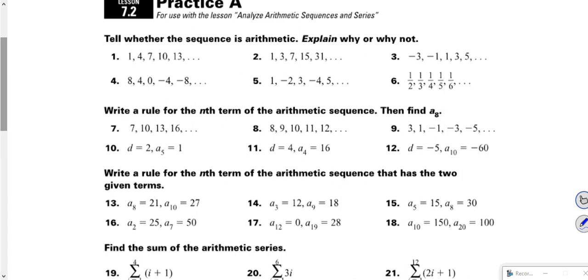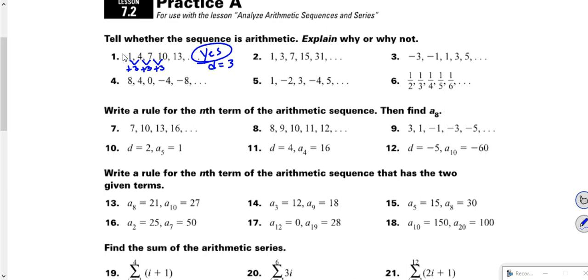Tell whether the sequence is arithmetic. Explain why or why not. Well, the first one here. Remember, an arithmetic sequence has a constant difference between terms. So to get from 1 to 4, you add 3. From 4 to 7, add 3. 7 to 10, add 3. So yes, and when it says explain why or why not, I would just say D equals 3. I think that's pretty self-explanatory.